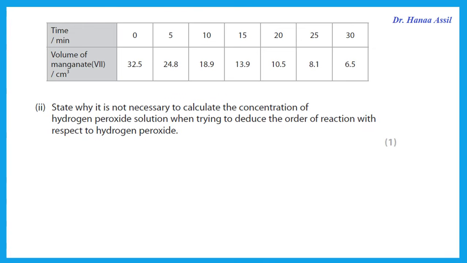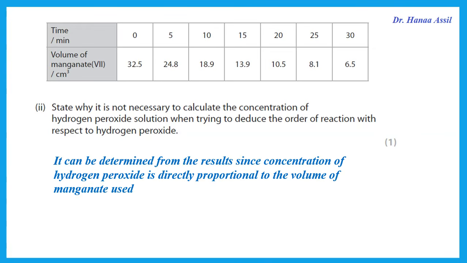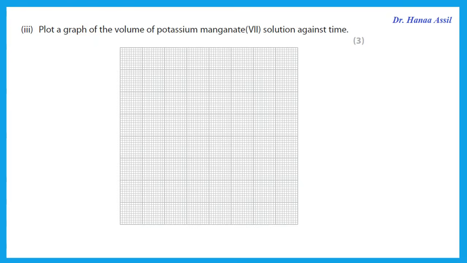State why it is not necessary to calculate the concentration of hydrogen peroxide solution when trying to deduce the order of reaction with respect to hydrogen peroxide. Remember, we are titrating with potassium permanganate, and the volume of the potassium permanganate needed is directly proportional to the amount of H2O2 present. So we can use these results directly to determine the order of the reaction. And this is because the concentration of hydrogen peroxide is directly proportional to the volume of the manganate used.